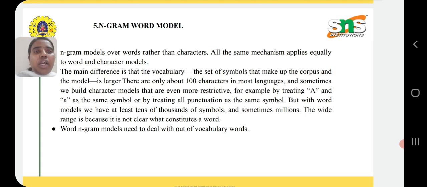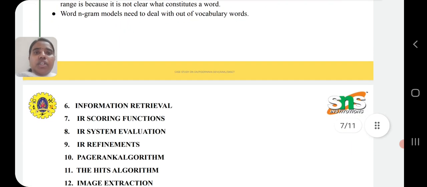There are only about 100 characters in most languages, and sometimes we build character models that are even more restrictive, for example by treating uppercase and lowercase as the same symbol, or by treating all punctuation as the same symbol. But with word models we have at least tens of thousands of symbols, and sometimes millions. The wide range is because it is not clear what constitutes a word. Word n-gram models need to deal with out-of-vocabulary words.